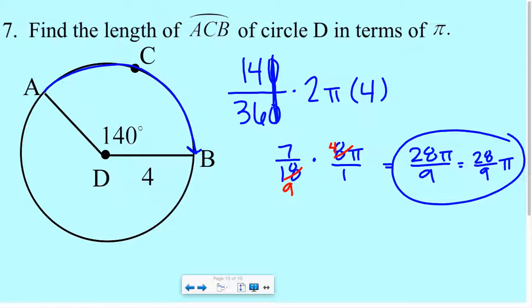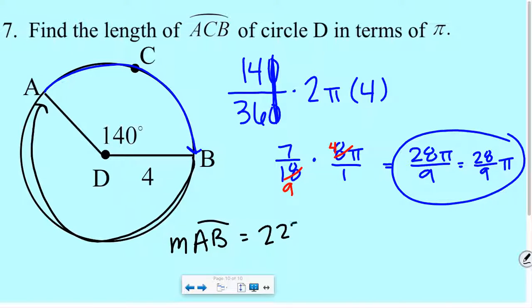If this arc in blue is 7/18 of my whole circle, what would be the arc BA, the one in black? 11/18, right? Because don't they have to add up to 18/18 to make a whole circle? Okay. What would be the measure of arc AB? Not its length, its measurement. 220. Good. You would take 360 minus 140. Measurement is angle measure. Length is when you use your formula. Questions on circles?